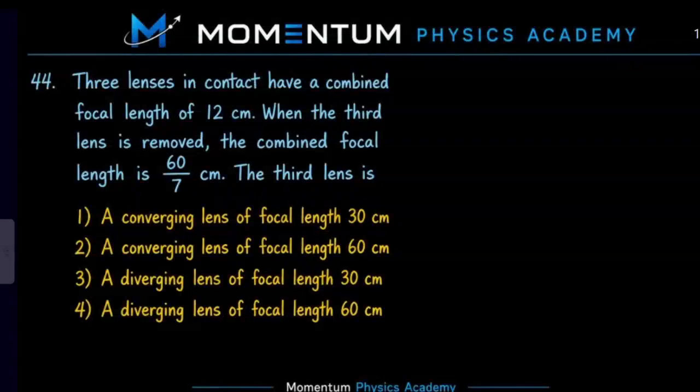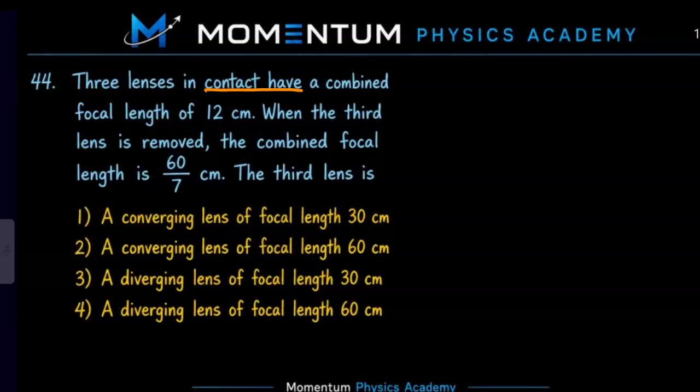Take this problem. Three lenses in contact. Contact means there is no gap between them. They have a combined focal length of 12 centimeters. When the third lens is removed, the combined focal length is 60 by 7. Find the third lens. Three lenses are in contact, that means there is no gap between the lenses.